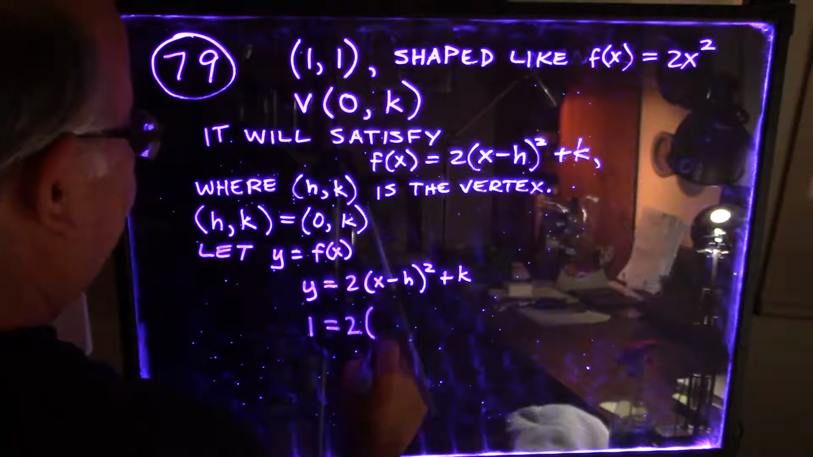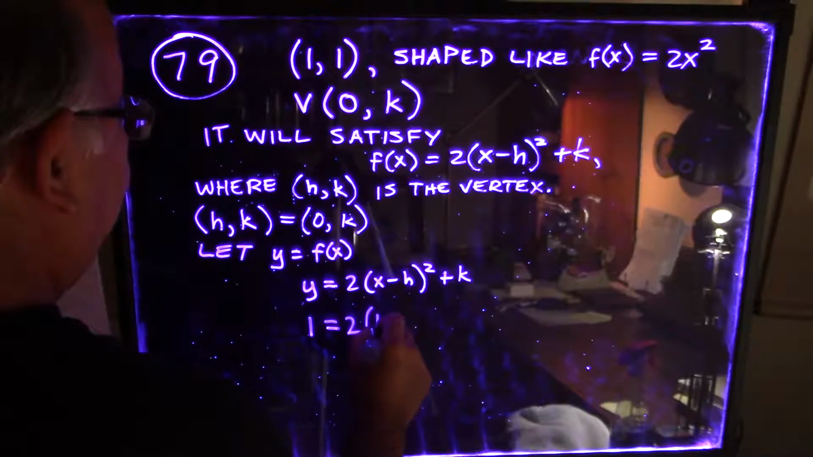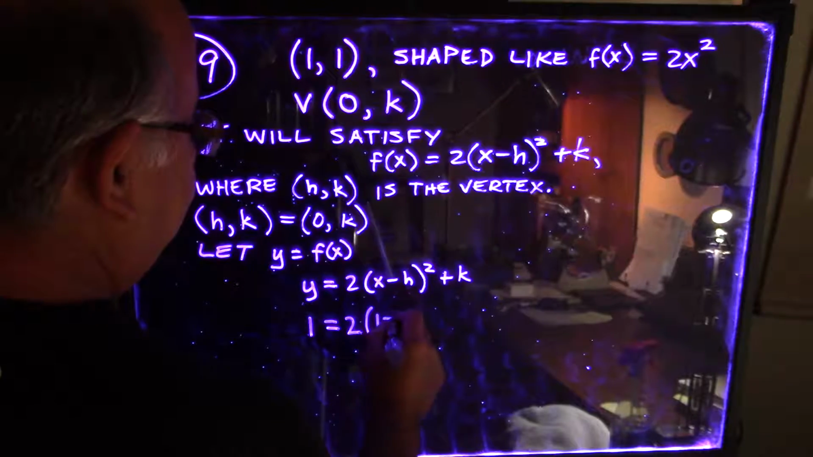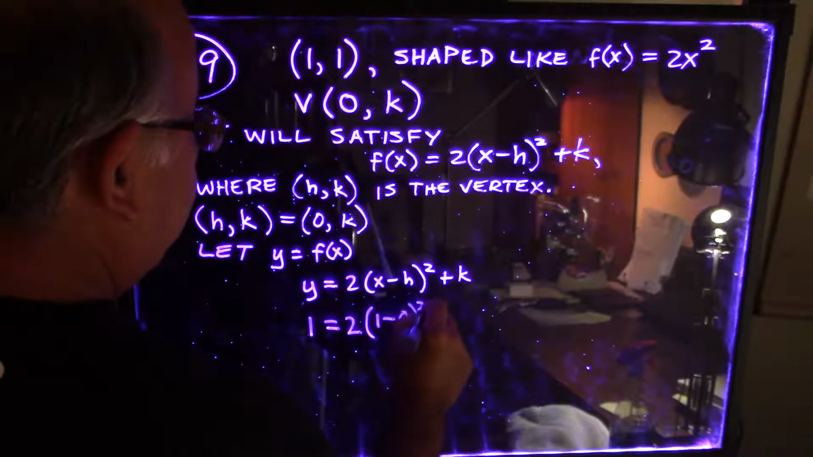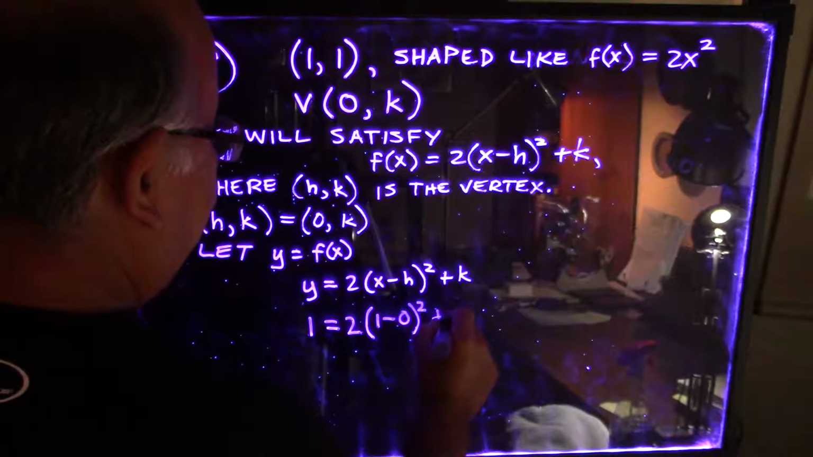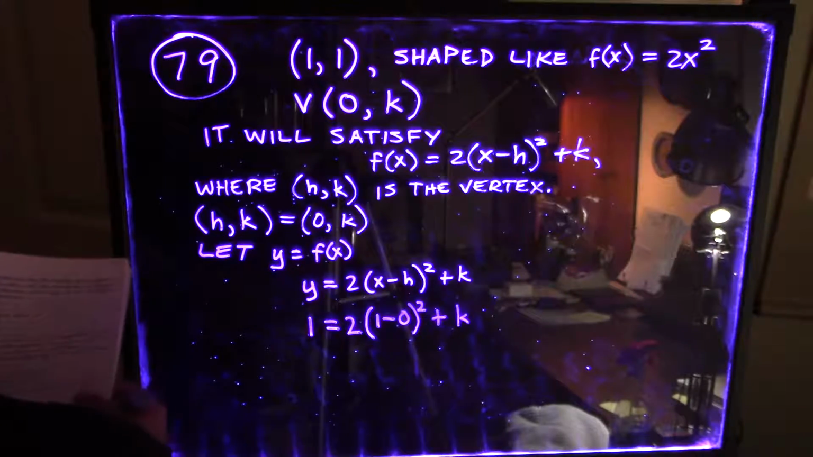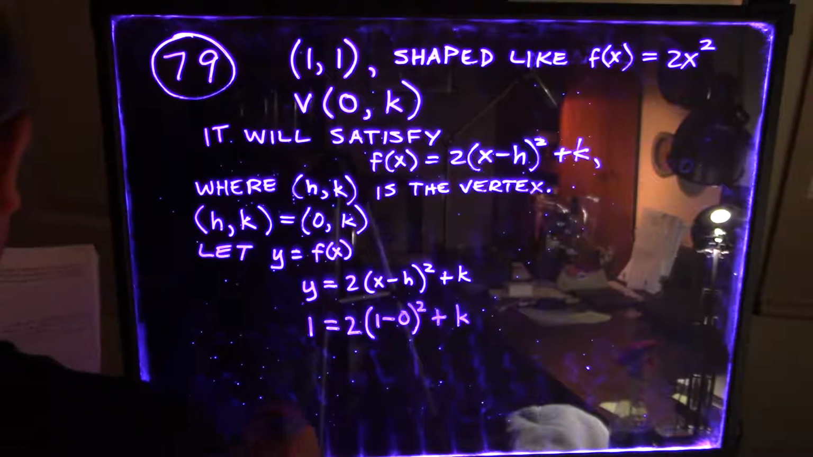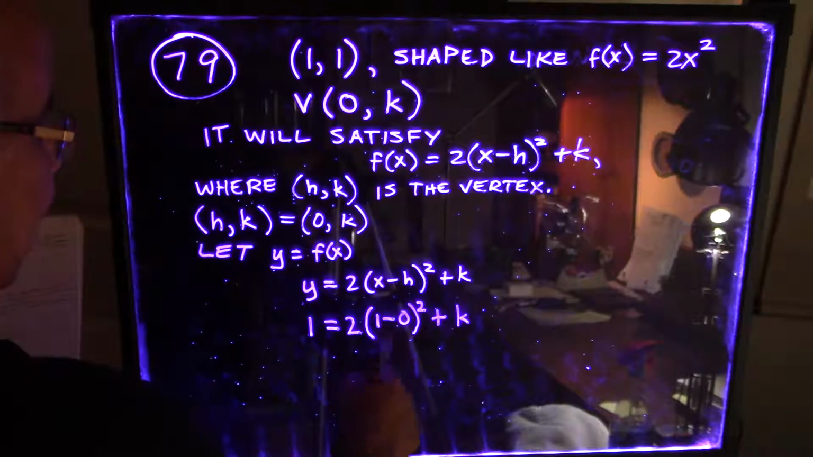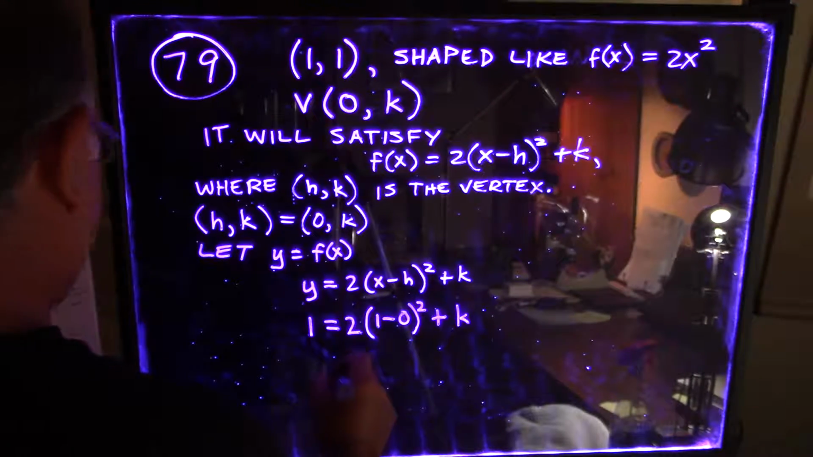And then we've got 2 times (x minus h) squared. X again, let that equal 1. We know that h is 0, so plug that in. The only thing we don't have here is k. Looks like we're going to find out what k is, because that's the only unknown we have in this equation. All right, everything else is known. So we've got 1 minus 0 squared is 1. So that's just 2. 1 equals 2 plus k.